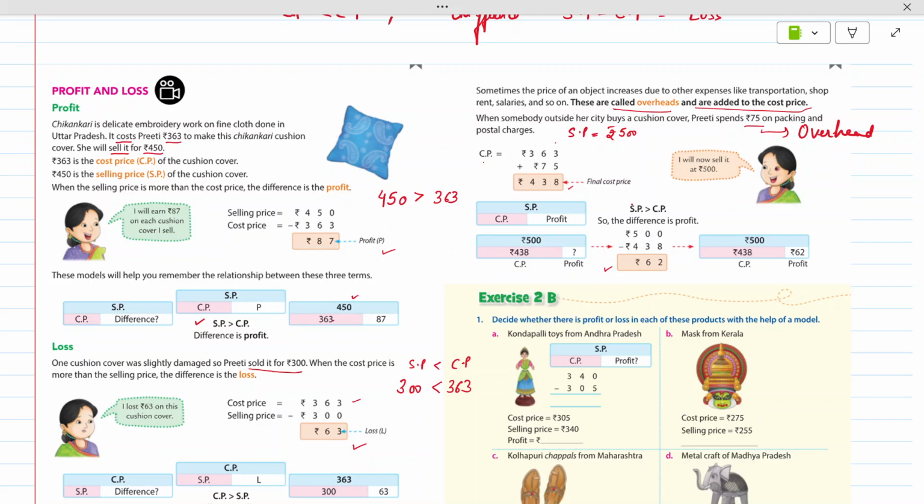Okay, kids. So this was the concept of selling price, cost price, profit and loss, and the overhead, which is always added to the cost price. And in the next class, we are going to do the exercise of this concept, that is exercise 2B.